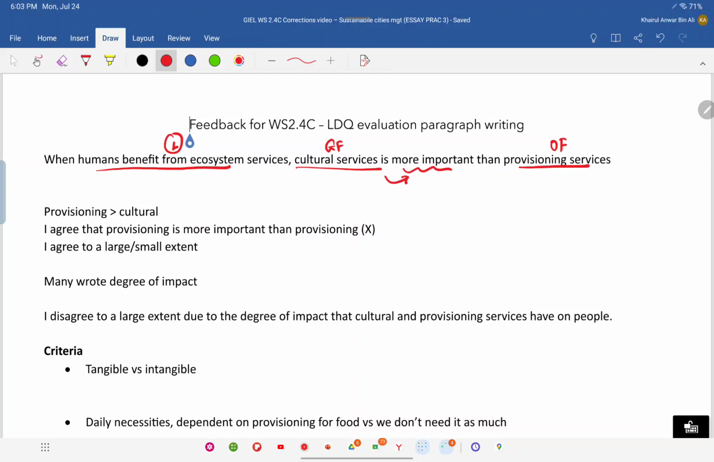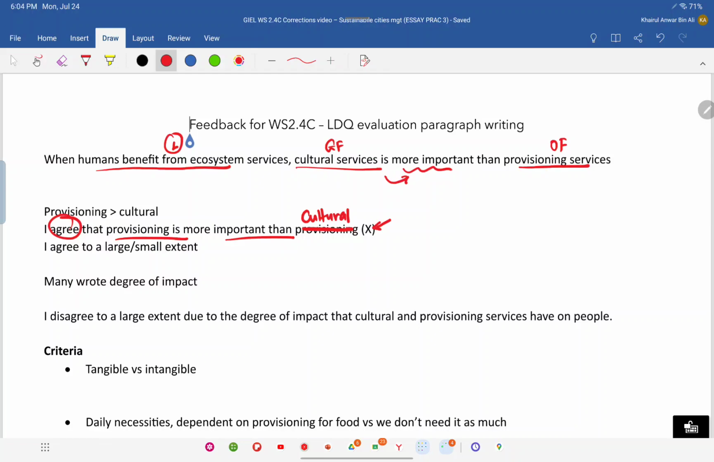So I find it weird that I see quite a few people who wrote like this, I agree that provisioning is more important than cultural services. How can like that? It's the opposite what? If you agree means it has to be the other way around. Okay? So please read carefully what you're writing. Read the question so that you also know how to write. If you disagree, just say you disagree. It's fine. Okay? Don't have to be I agree but it's the opposite. It's weird. Okay? That's the first error.